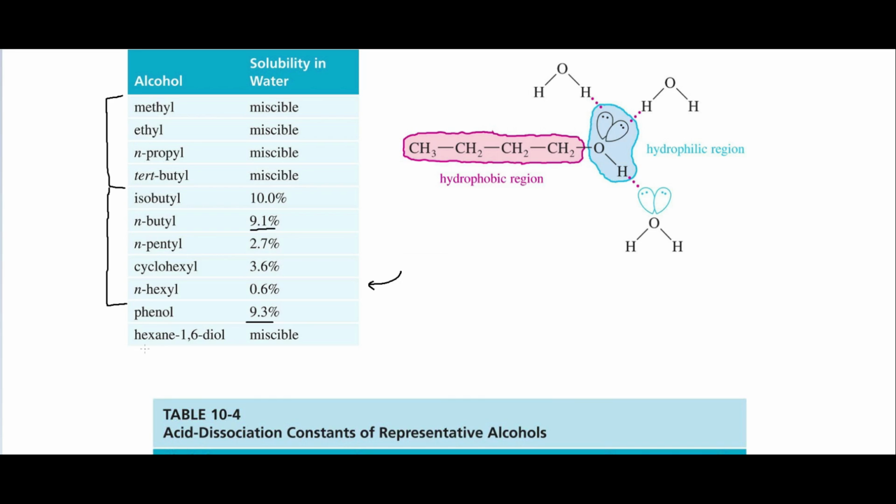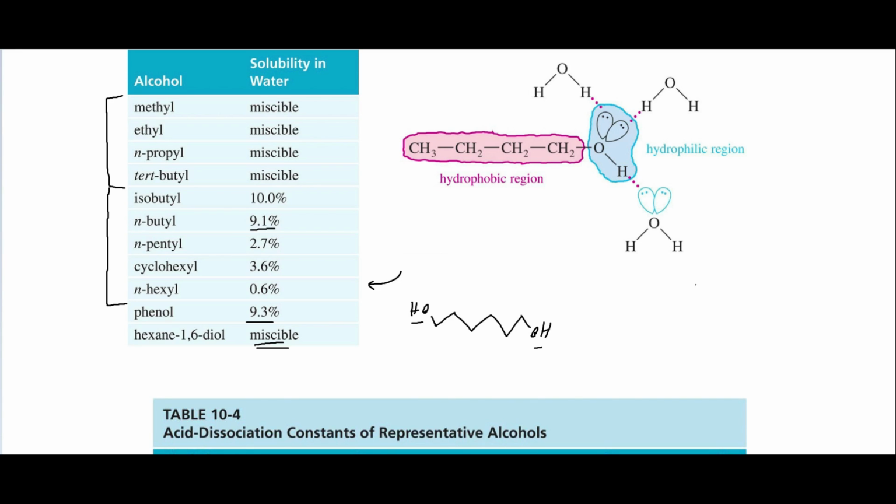Then, of course, hexane-1,6-diol becomes miscible again. So the hexane-1,6-diol would be 6 carbons, so 1, 2, 3, 4, 5, 6. Then it would have these hydroxyl groups on it right here. And so this once again becomes miscible in water because now we have these two places where we can form hydrogen bonds with our water.